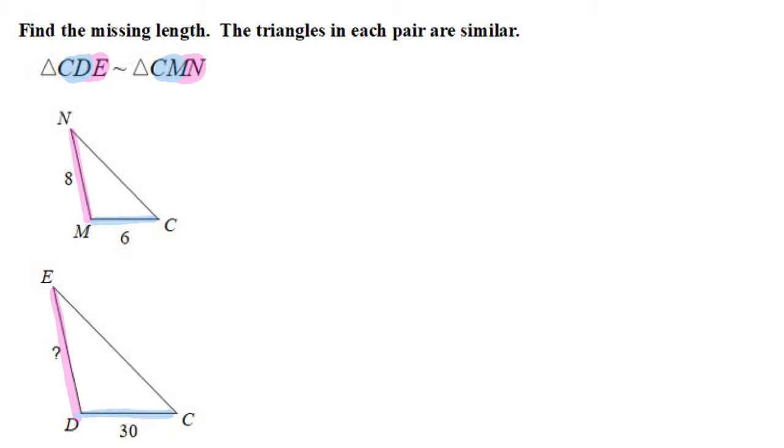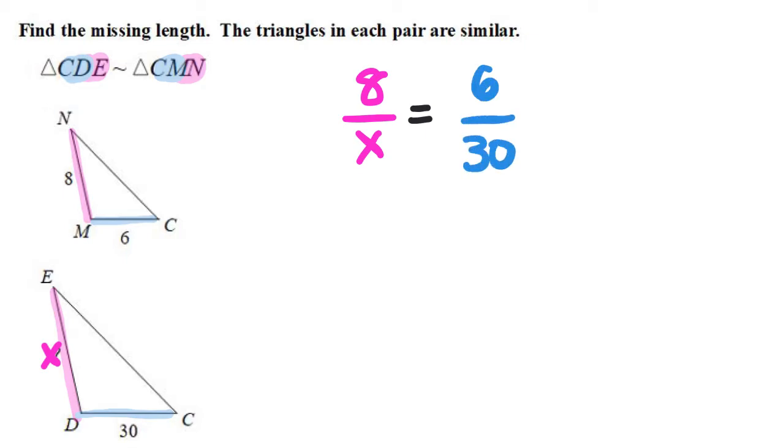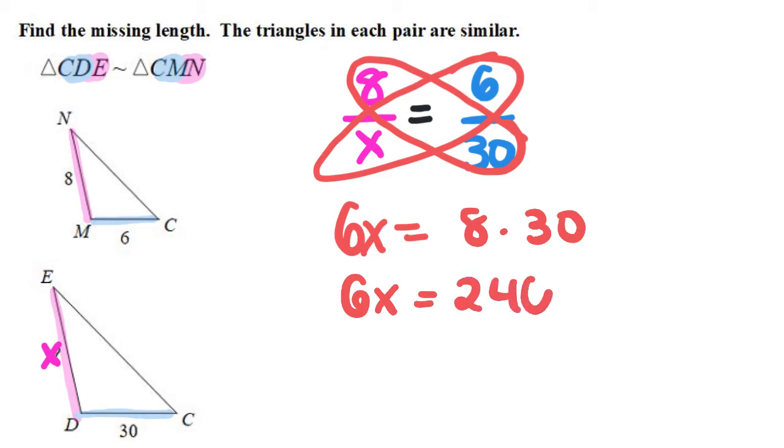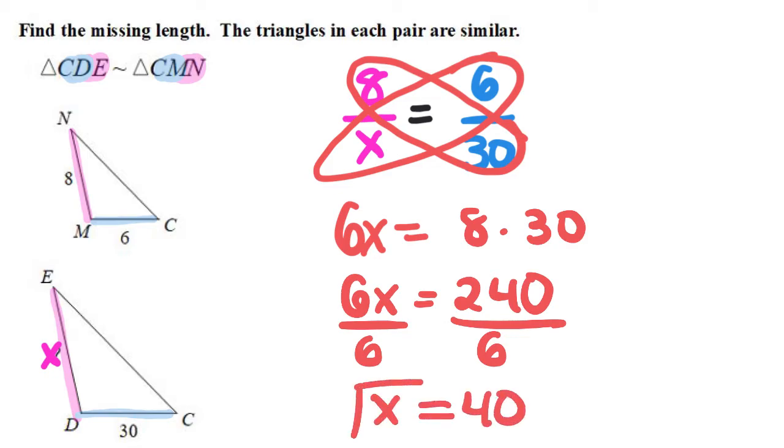Now I can use this to set up a proportion. So I could say that 8 over, and instead of calling this a question mark, I'm going to make this an X. So 8 over X is equal to 6 over 30. Now to solve, I would solve like you normally would any other proportion. So I would cross multiply, so you'd have 6x is equal to 8 times 30, and when I simplify, I'll get 6x equals 240, and divide both sides by 6 to get x is equal to 40 as your final answer.